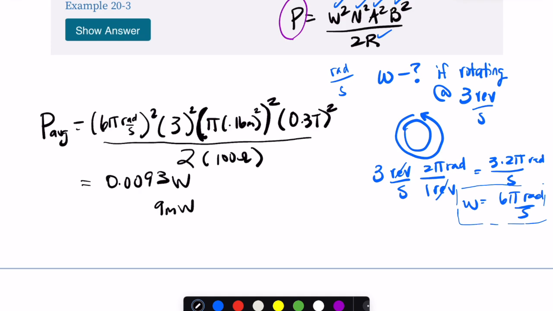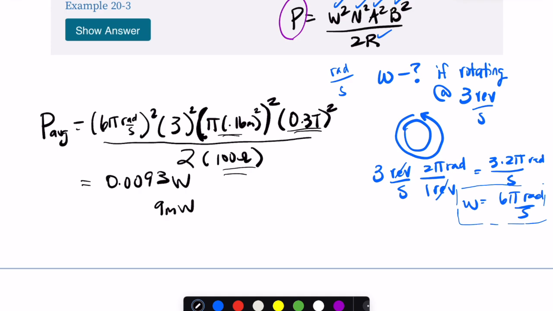Not a whole lot of power. Okay, we need to spin it faster, right? How can we get this to go up higher? We could spin it faster. We could increase the field. We could increase the area. We could decrease the resistance, to get more power, right? You're not going to be powering much with 9 milliwatts.